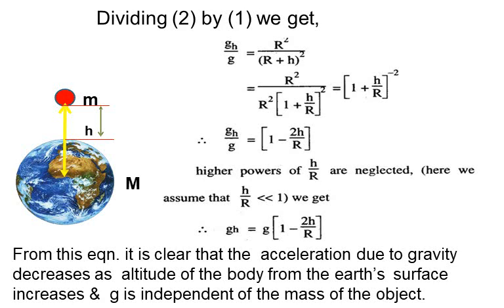From this equation, it is clear that the acceleration due to gravity decreases as the altitude of the body from the Earth's surface increases, and the acceleration due to gravity is independent of the mass of the object.